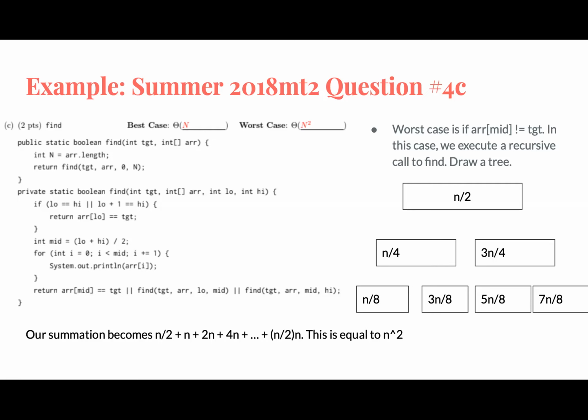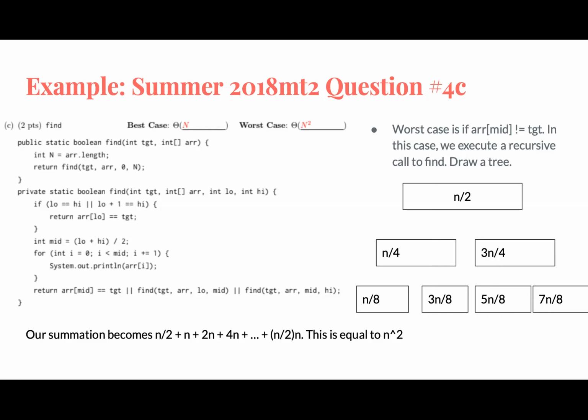That's why the left and right are not equal, because the mid for the right hand side is going to be 3n divided by 4, and the left hand side is going to be n divided by 4. So then we find those runtimes, and we find that it's going to be n divided by 4, and then 3n divided by 4. And then we just keep going, and then we have this nice tree structure. So n divided by 8, 3n divided by 8, 5n divided by 8, and then 7n divided by 8.